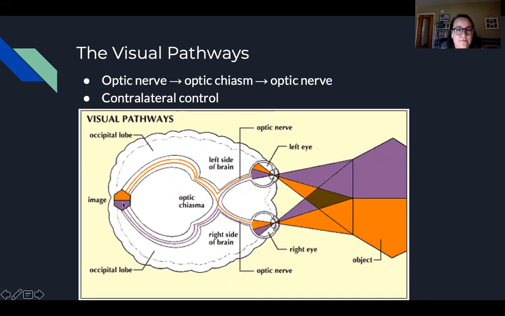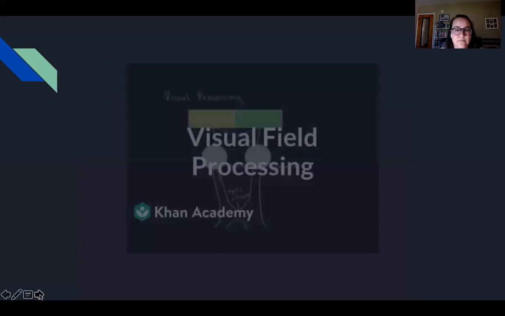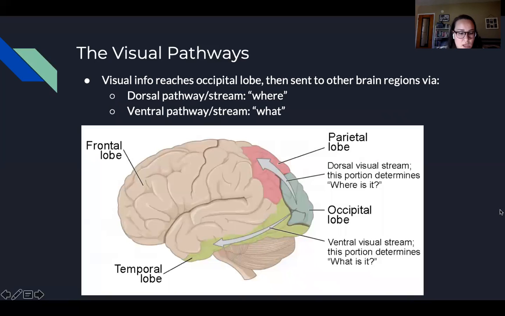This is the lobe at the very back of the brain, and it houses our primary visual cortex. So this is the main area where visual processing is taking place. And then from the occipital lobe and the primary visual cortex, the information is sent to other brain areas for further refinement and processing of the details of visual information. So there are two different pathways or streams that this information can travel along.